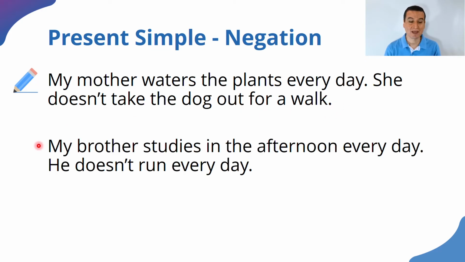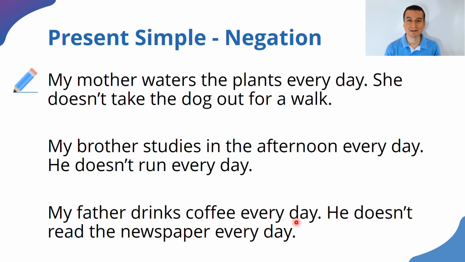Good. Next. My brother studies in the afternoon every day. Studies. The verb study ends in Y, and before Y there is a consonant. That's why we change the Y to I and then we add ES. Studies in the afternoon every day. He doesn't run every day. Okay? That was number 4. Number 5, let's say, of the 6 sentences you're writing. My father drinks coffee every day. I guess in the morning. All right? He doesn't read the newspaper every day. What he does, what he doesn't do.